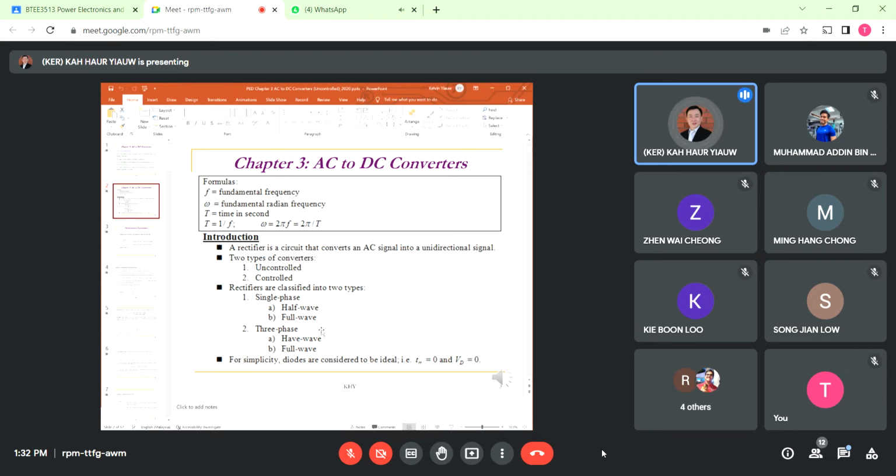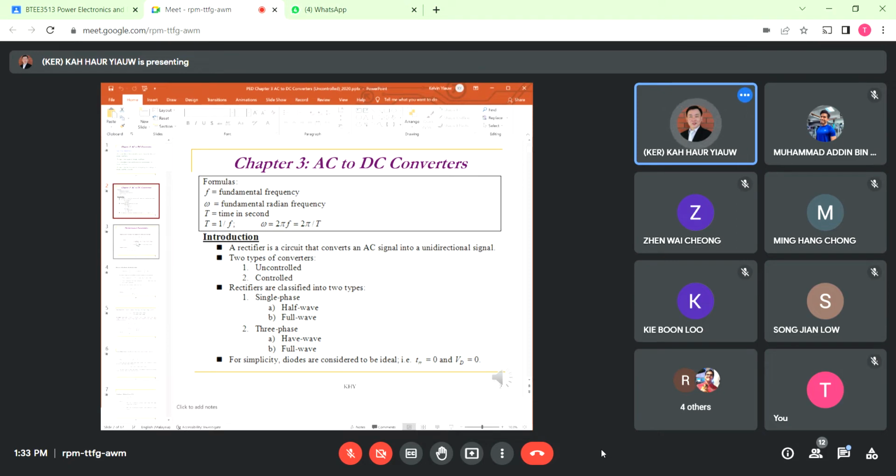Of course, for simplicity, when we are looking at the examples or the teaching material here in these lecture notes, normally we assume that there will be no t_rr and also no voltage drop V_D. TRR is the reverse recovery time. Still remember, of a diode. So we assume that it is ideal. No such thing.